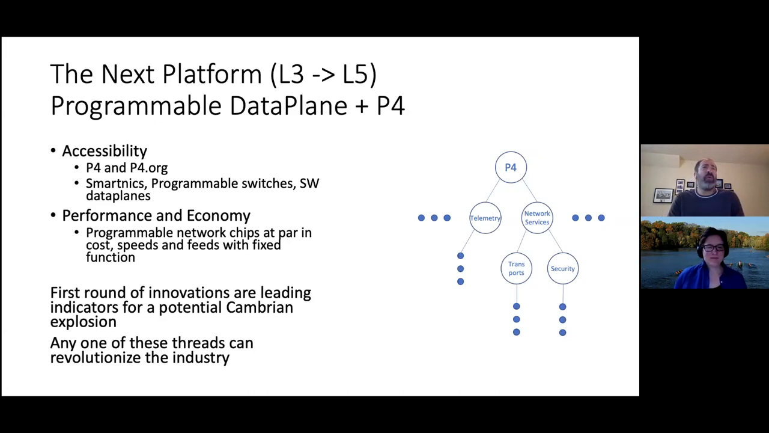So I think the variables are now being opened up and maximized. Accessibility is here through our P4 organization and through P4 as a programming language of the data plane itself. The hardware is arriving at the right level of both performance and economy, with smart NICs and programmable switches becoming available. And let's not forget that there's still a full-on programmable software data plane that exists today and is being evolved quickly through things like Kubernetes and other overlay networks. And the performance and the economy is there as well in terms of the capabilities of the hardware, right? The hardware now is as economic to build as programmable hardware as it is to build a fixed function chip. So the barriers of entry for us to innovate in this space are really being lifted.